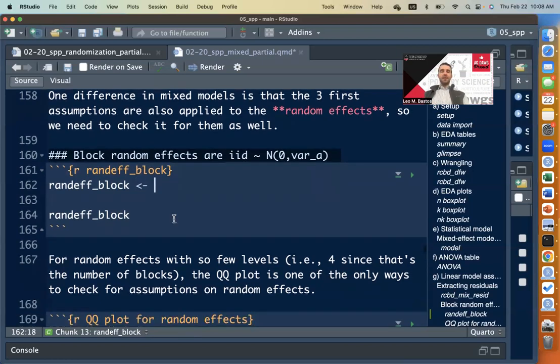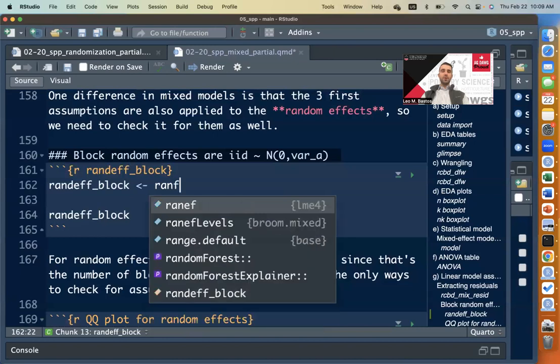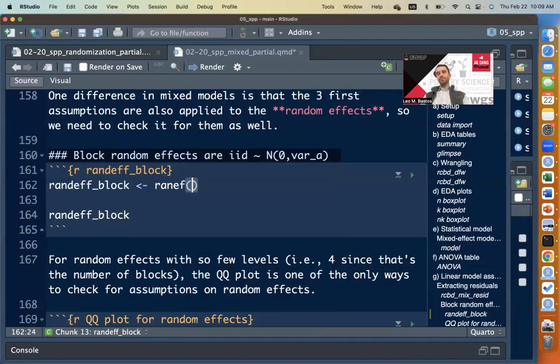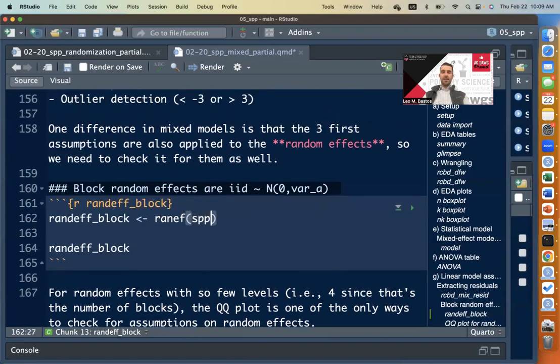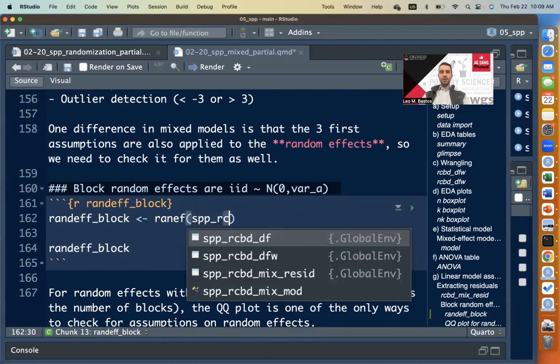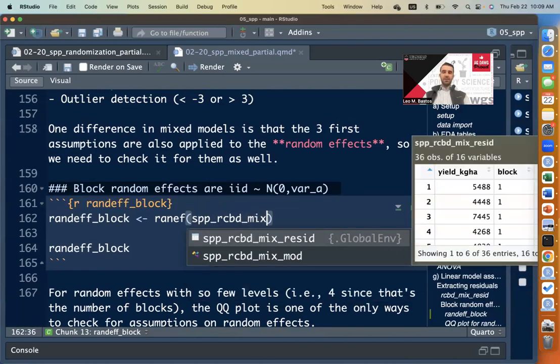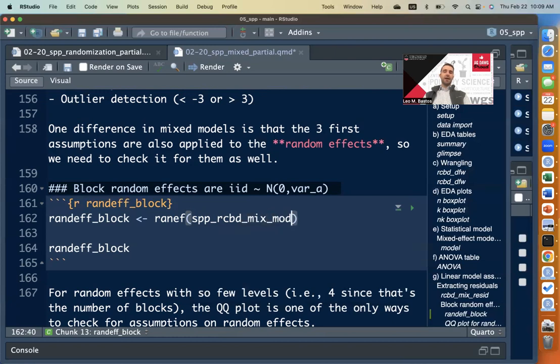So if we give it the assignment symbol, we use the function ranef for random effects. And we are just going to give our model name, which is SPP_RCBD_mix_mods. As you type, it is going to start appearing, so you can just select it once you find it. Make sure you give it the model and not the data frame.